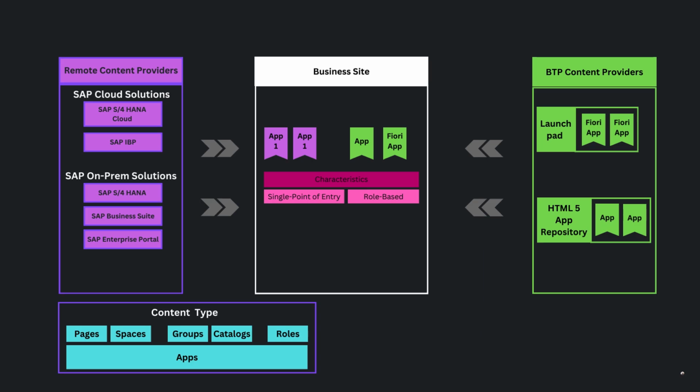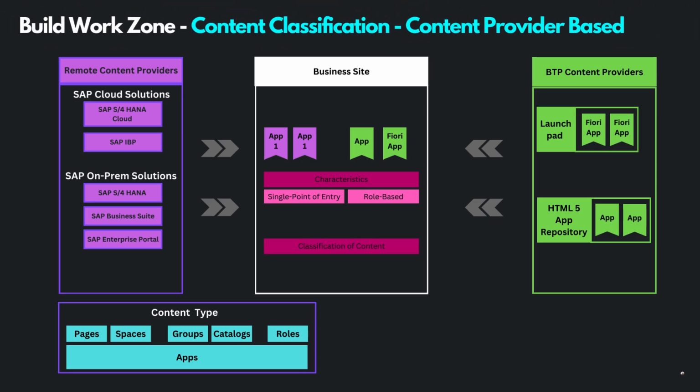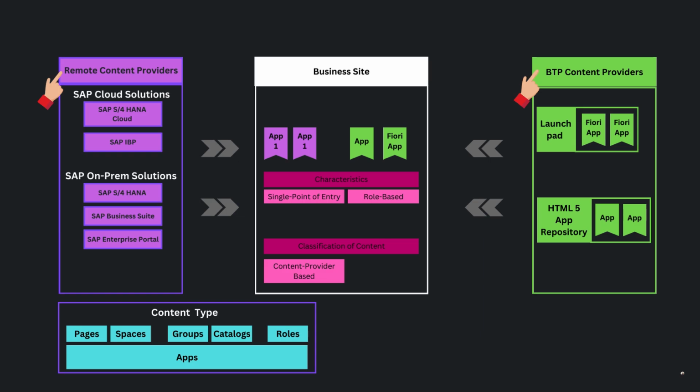Now this brings us to an important point: classification of content. This content which is coming in from one of these two providers, either from a remote content provider or from a BTP content provider, is what we call content provider based, since it's provided by a content provider.